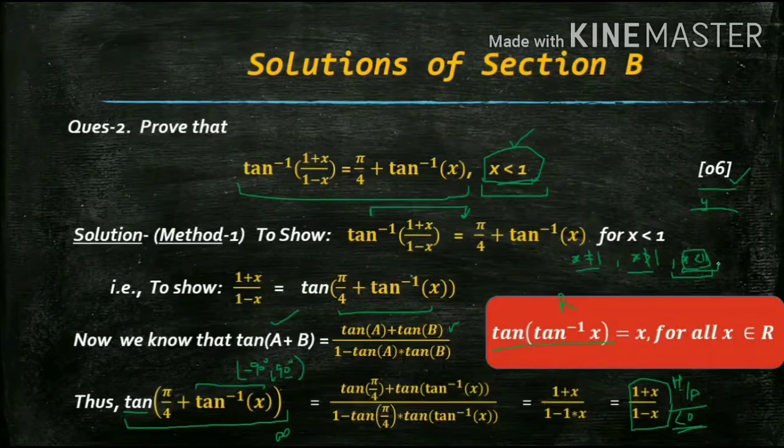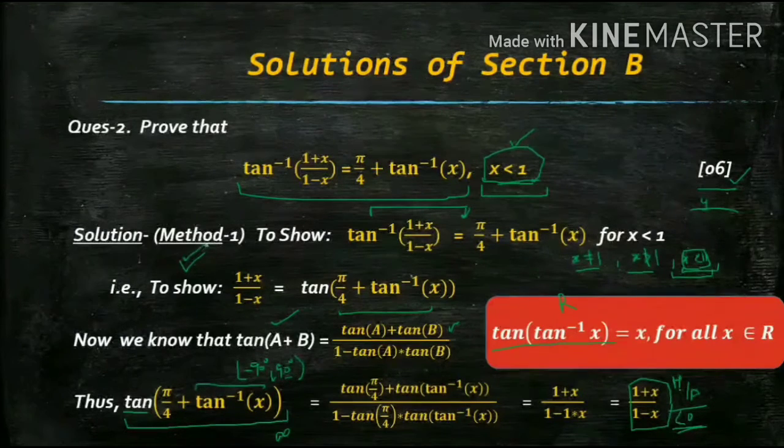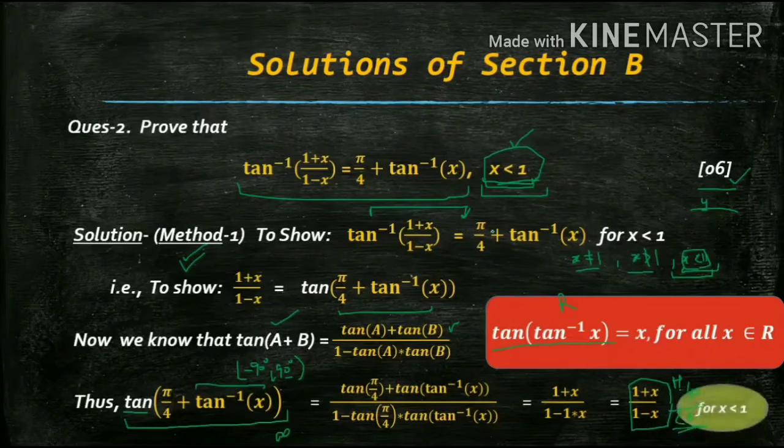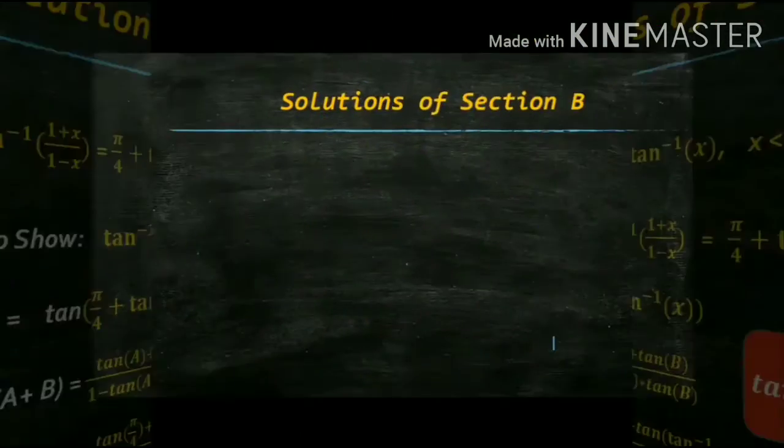Okay, so if this method 1 is not clear to you, you can totally leave this method, because the method 2 I'm going to tell is very easy, and you can directly apply that method as well. Also, you may directly get this condition from that method. So look at that method as well. Yes, for x less than 1.